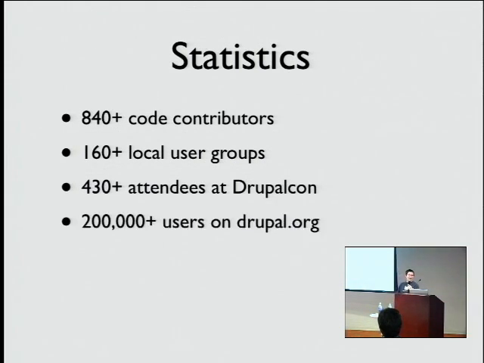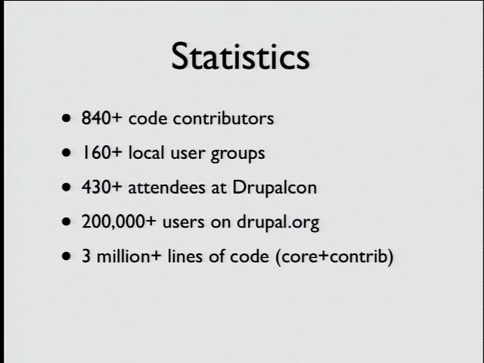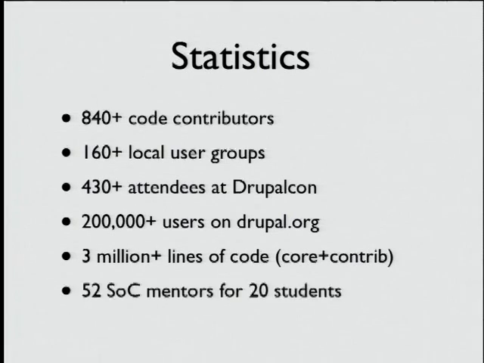We have over 200,000 users on Drupal.org. There's over 3 million lines of code between core and the contributions repository. Core itself is really lightweight and small. It's around 40K. And we had 52 Summer of Code mentors for the 20 students that we were allocated. And thank you for that very much.